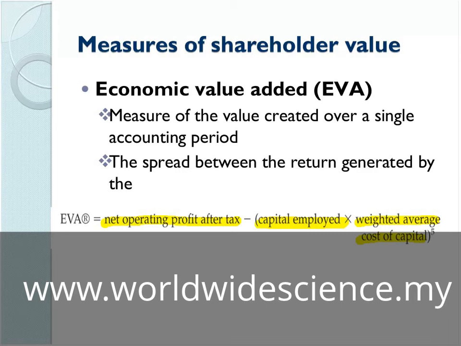So this formula seems same with the residual income, but here we use our net operating profit after tax. In the residual income, we have used the gross profit in the first line. Here we use the net profit. Okay. After that, all are same. Capital employed and multiple on the weighted average cost of capital as a return on investment.